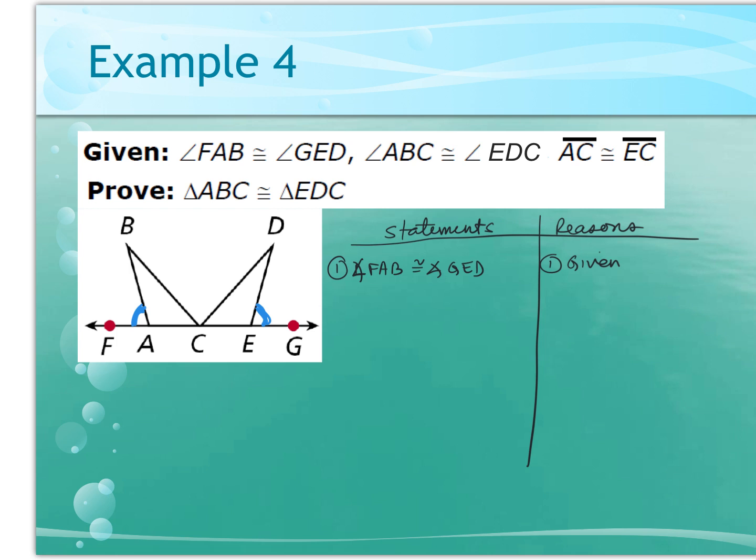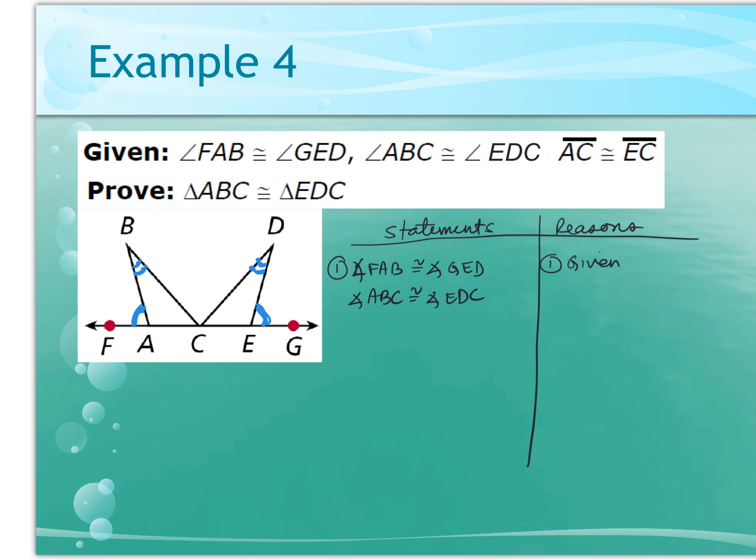The second part of this one, the next given, angle ABC is congruent to angle EDC. And I don't even have to put 2 on that. I can just leave it as part of 1 and it's still part of the given. So let me go and do that one. So angle ABC, that angle there, is equal to EDC, which is this angle here. So now I have those 2 angles.